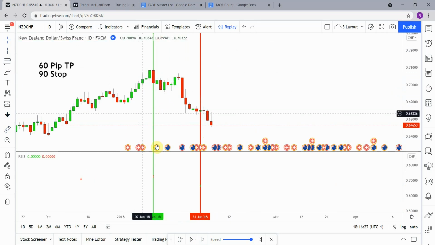Right, so the first one we picked up was a red arrow for a short signal. And you can see that price action dipped down here, started to pull itself back up, but then dropped really hard right here. That would have gotten us to take profit.